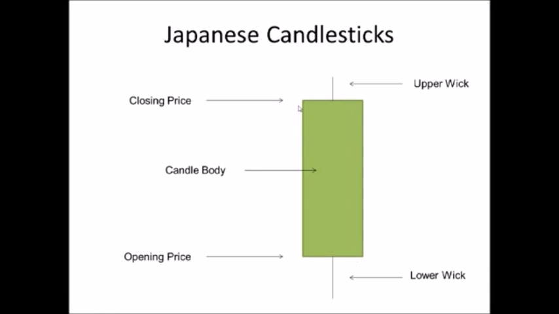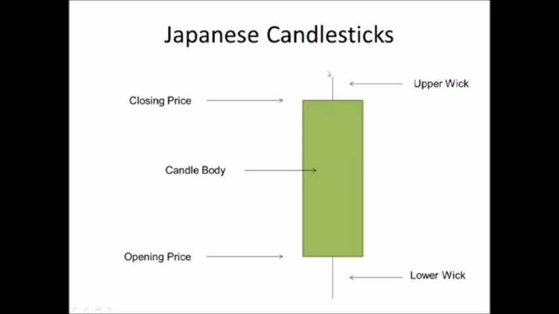Now, by default, a lot of charts have green and red candles to represent bullish and bearish candles. So I've kept in line with those defaults. But these candles can really be any colour. If the closing price is higher than the opening price, then you would have a green candle or a bullish candle. If the closing price was lower than the opening price, a red candle would be created, or a bearish candle.